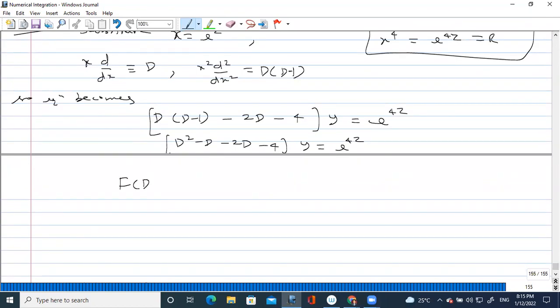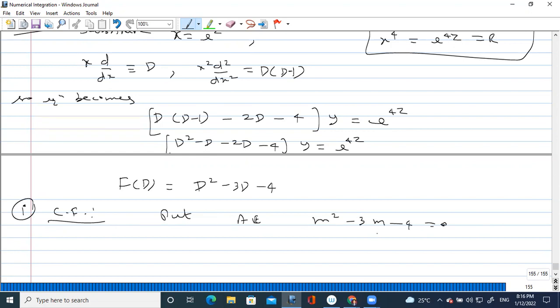So here f(D) will be what? It will be D square minus 3D minus 4. So this is my f(D). Okay. So now number 1, to find the complementary function, put the auxiliary equation. The auxiliary equation will be m square minus 3m minus 4 equal to 0.